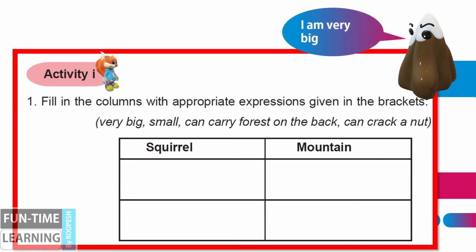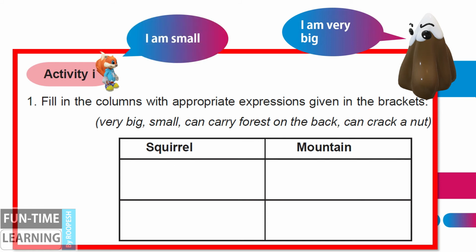Very big. I am very big. This is what we can attribute to the mountain. Very big, squirrel. And I am small. Which one is small, mountain or the squirrel? It's a squirrel, clearly. And can carry forest on the back.